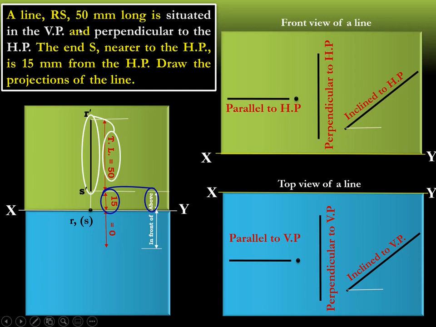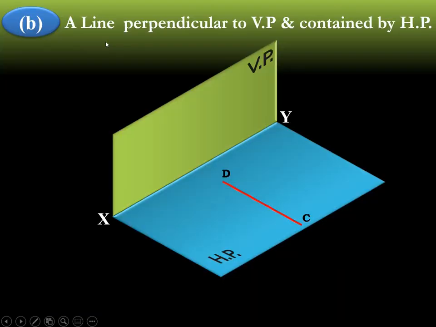Since the line is situated in the vertical plane, the in front of distance between the XY line and the point will become 0. Therefore, the top view point will be obtained on the XY line itself. Now let us move on to the second subdivision under this category.